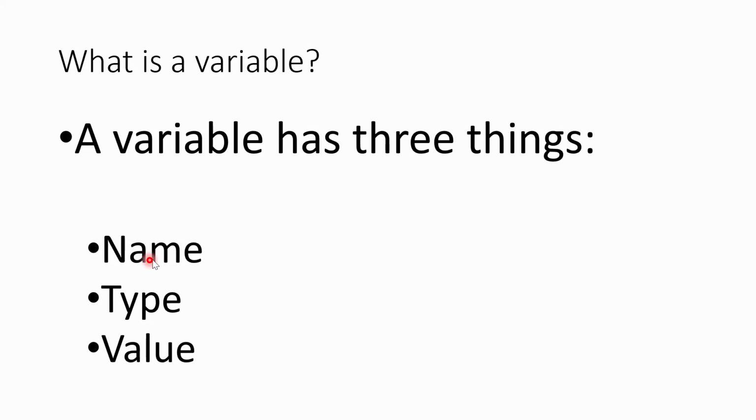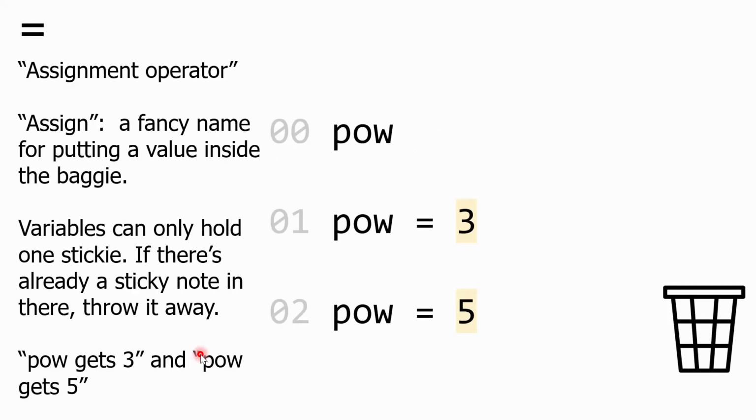Now, a variable has three things attached to it. It has a name, so we can refer to it. It has a type, which we'll talk about in a little bit, and it also has a value associated with it. A value is like the sticky notes that we've been talking about. Now, the main thing I want to talk about as well is the assignment operator. Ultimately, the assignment operator to us is the equal sign.